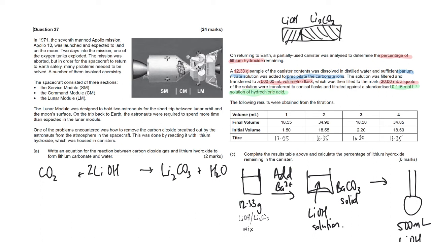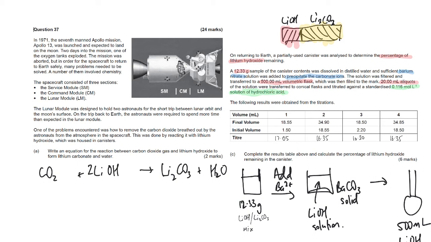A 12.33 gram sample of the canister contents was dissolved in distilled water and sufficient barium nitrate was added to precipitate the carbonate ions. Notice that there's no information given about the barium nitrate's mass or concentration. The idea is that this barium nitrate is getting rid of the carbonate ions so that only the lithium hydroxide remains. So it gets rid of the lithium carbonate and only allows the lithium hydroxide to remain. That's what we're trying to solve for. So that's what they did, they precipitated it out.